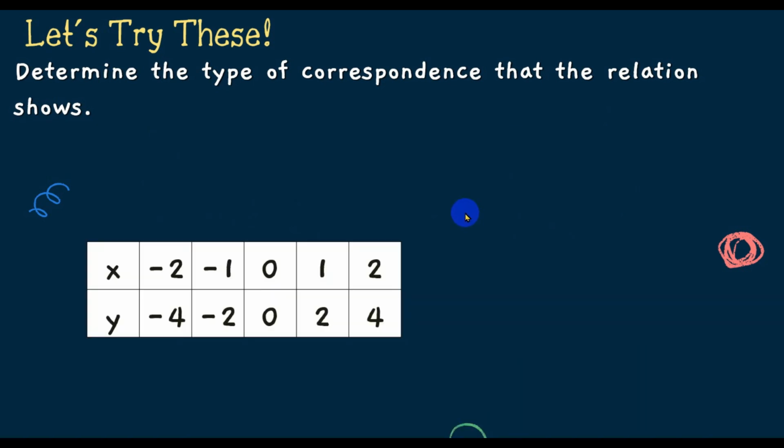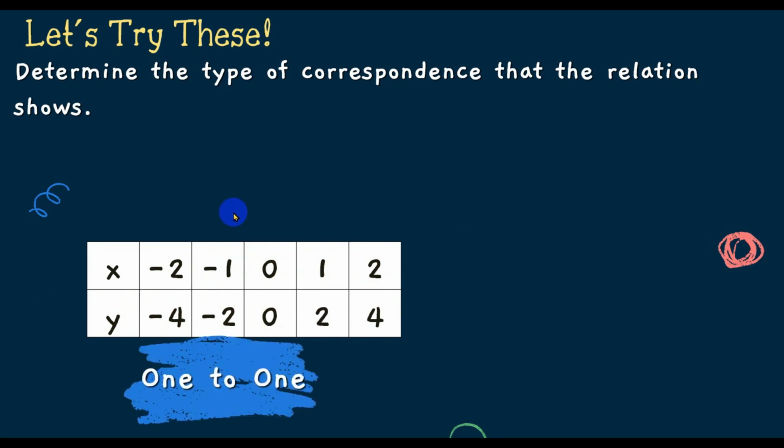Next, so we have here a table form wherein the x values, negative 2, negative 1, 0, 1, and 2, are paired with negative 4, negative 2, 0, 2, and 4. May naulit ba kay x? So, wala naman po. May naulit ba kay y? Wala din po. That is why the correspondence for this item is 1 to 1. Okay? So, tag-iisa lang sila ng pares. Walang naulit. So, 1 to 1 po sila.